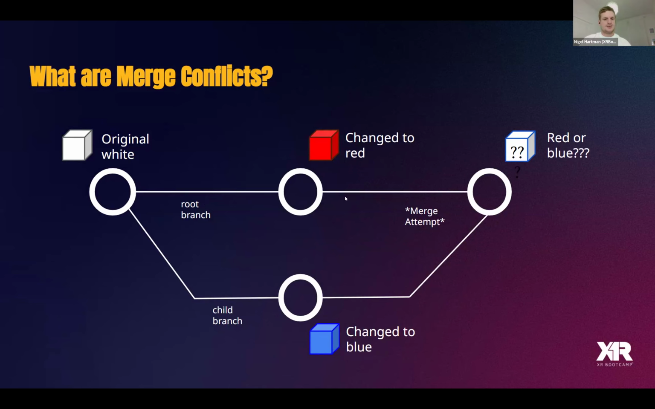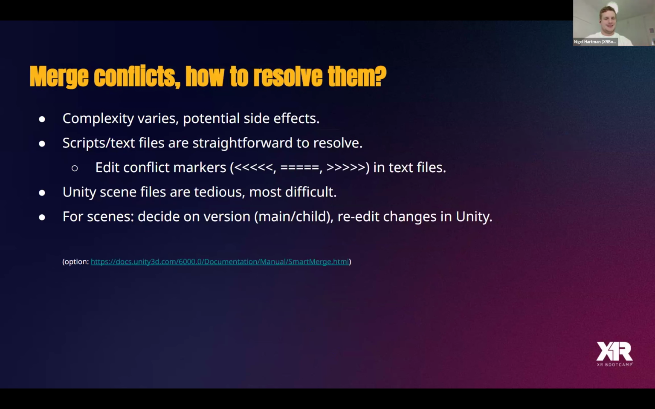Someone changes the color to red, someone changes it to blue, and then you merge it together. And yeah, what would it be like? Would the color of the cube be red then? Would it be blue? Actually, it can be any of them, and that's what I said. It can be quite complicated.